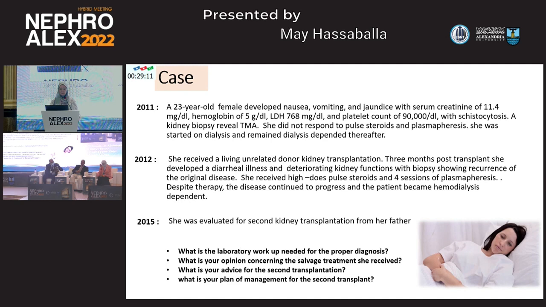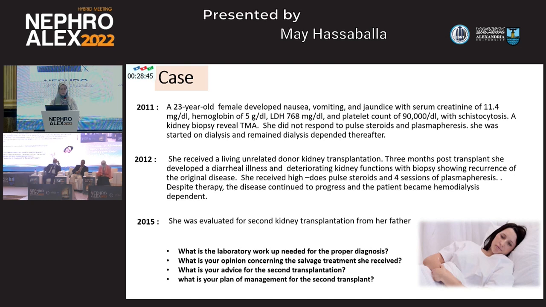This is a 23-year-old female who developed nausea, vomiting, jaundice, serum creatinine of 11.4 milligram per deciliter, hemoglobin 5 grams per deciliter, elevated LDH and platelet counts of 90,000 with schistocytosis, and a kidney biopsy revealed TMA. She did not respond to pulse steroids and plasmapheresis, and she was started on dialysis and remained dialysis dependent thereafter. This was in the year 2011.